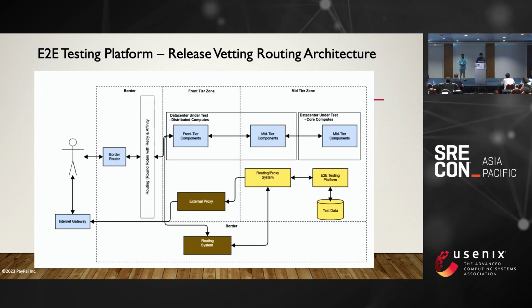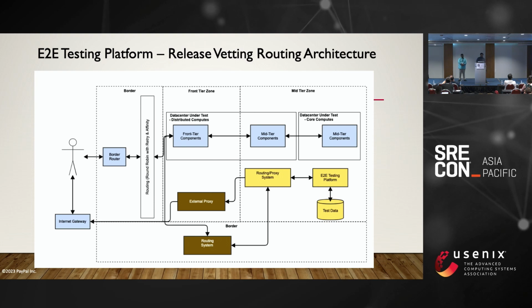So I would like to take you to the specific routing logic, how we route the end-to-end test request to a specific data center. If you see, the yellow boxes are our end-to-end testing platform, which actually resides in the mid-tier zone. Any test when it is run, the requests are routed by a dedicated routing logic that we have to a specific data center. So it will reach a front-tier component or a mid-tier component based on the request, be it an API flow or a web flow, it will be reaching a specific data center.